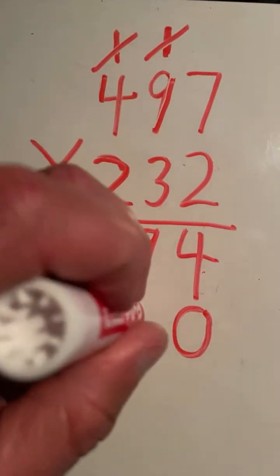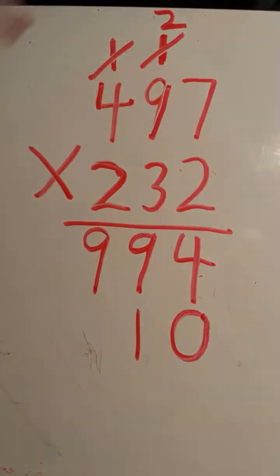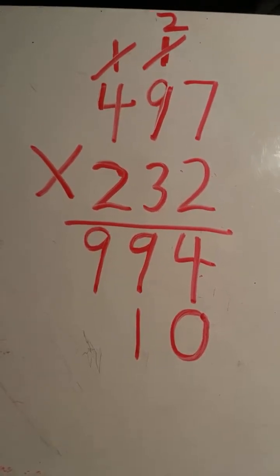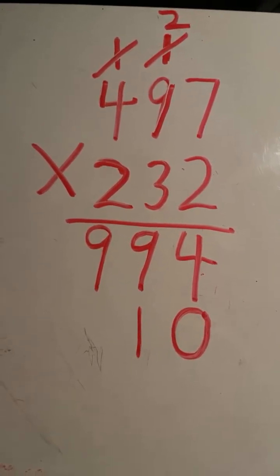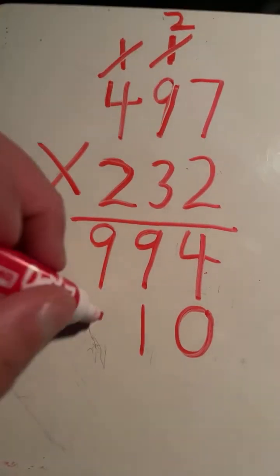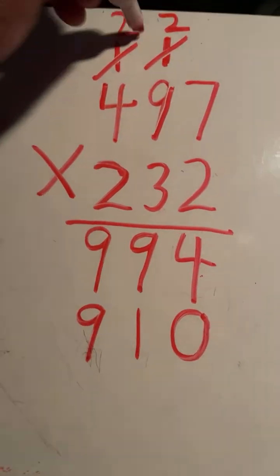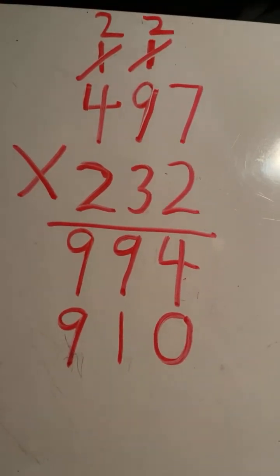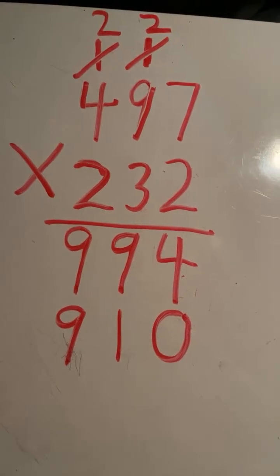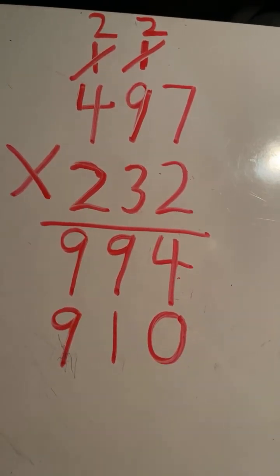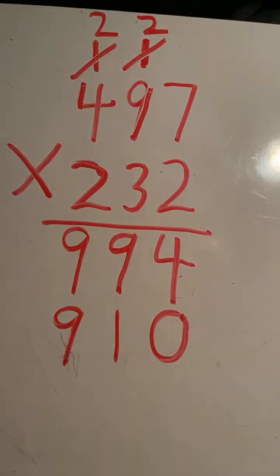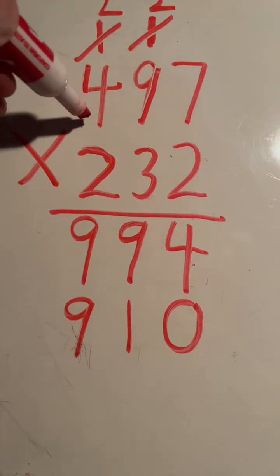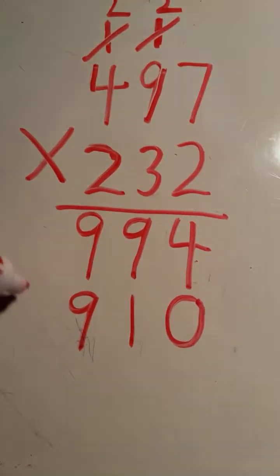7 times 3 equals 21. 1 carry the 2. Nine times 3 equals 27, plus 2 equals 29. 9 carry the 2. Four times 3 equals 12, plus 2 equals 14.